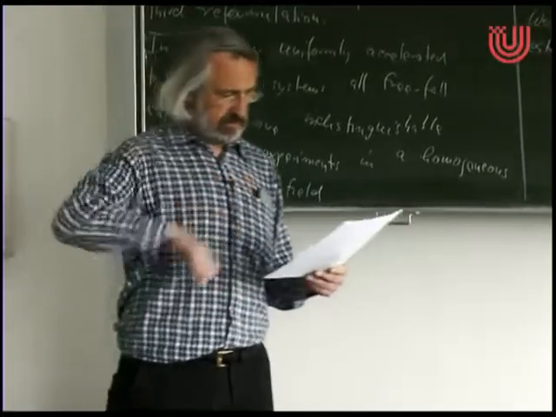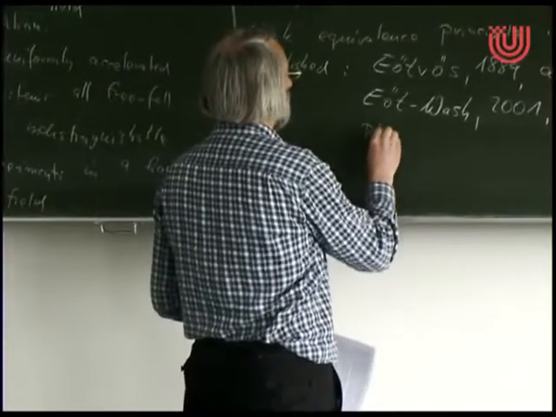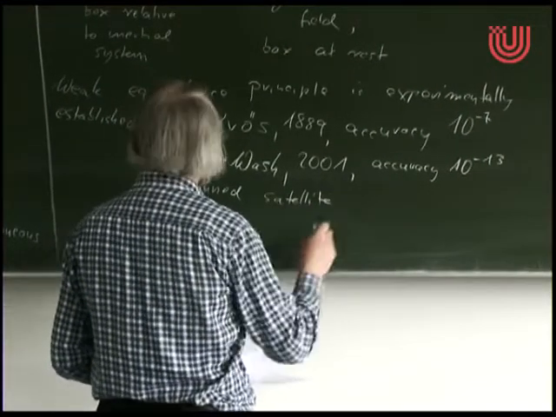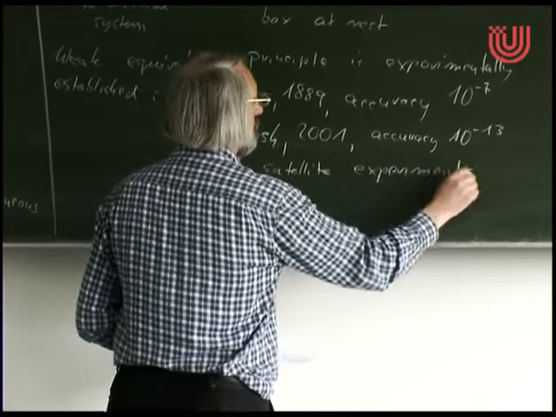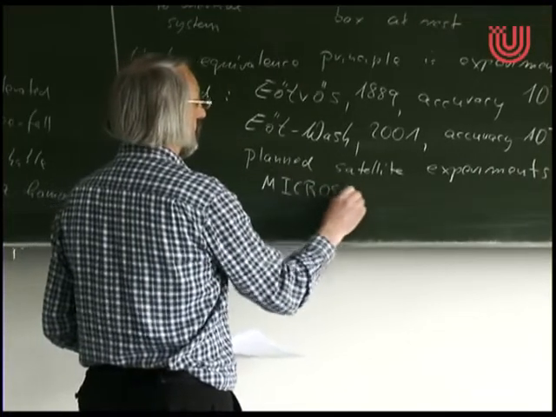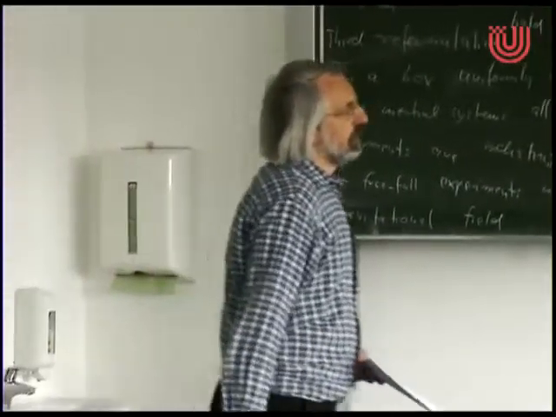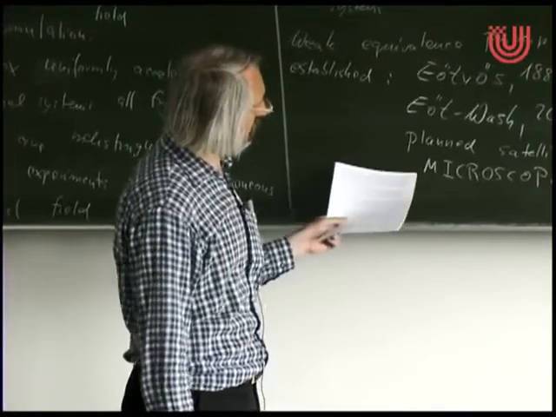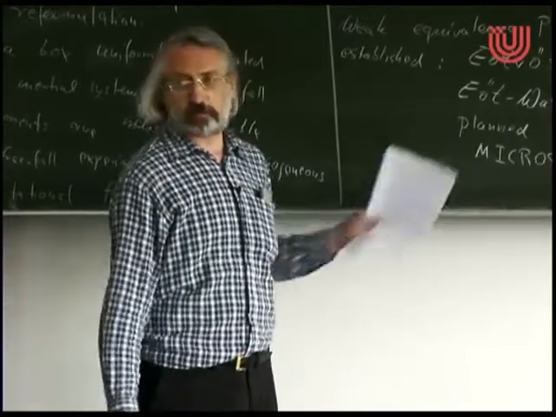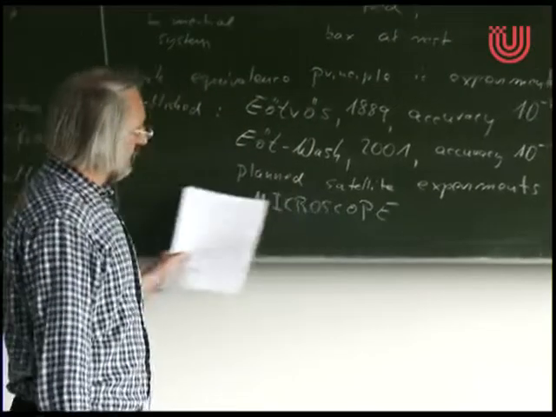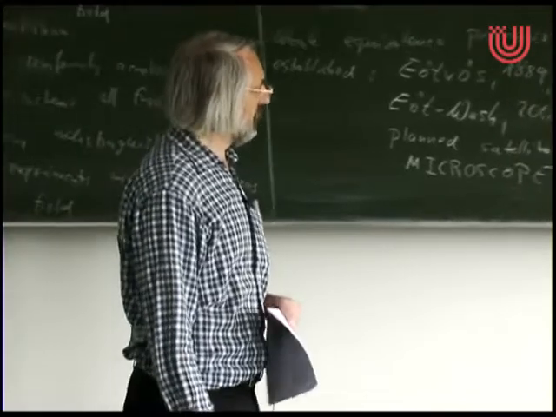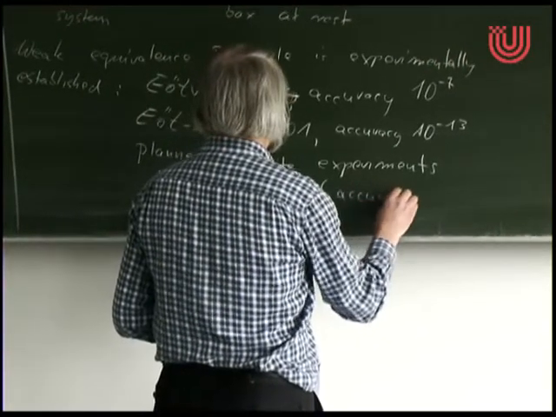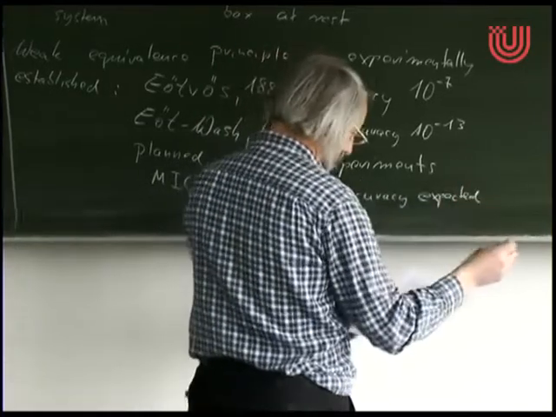And there are satellite experiments in the planning stage. They have not been done yet, but it's hoped that they will be done not too far into the future. The first one is a French experiment, which is called Microscope. Actually, this is with the participation of some people from my institute, from ZARM. Our group, that's the group of Claus Lämmerzahl, has, I think, three people involved in this Microscope experiment. The main investigators are people from France, so it's mainly a French project, but with German participation. The accuracy expected for this is something like 10 to the minus 15.